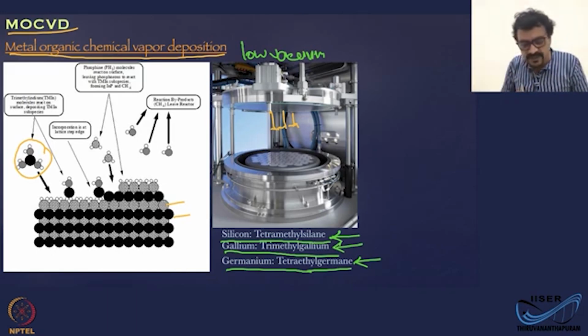So these are the two techniques by which the epitaxial growth of these heterostructures is done. In the next class, we will look into the details of these interfaces that have been created by combining two semiconductors. All right.